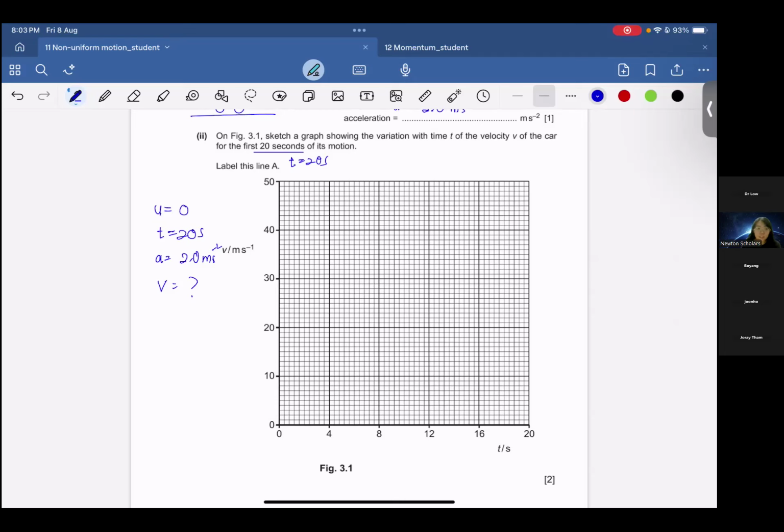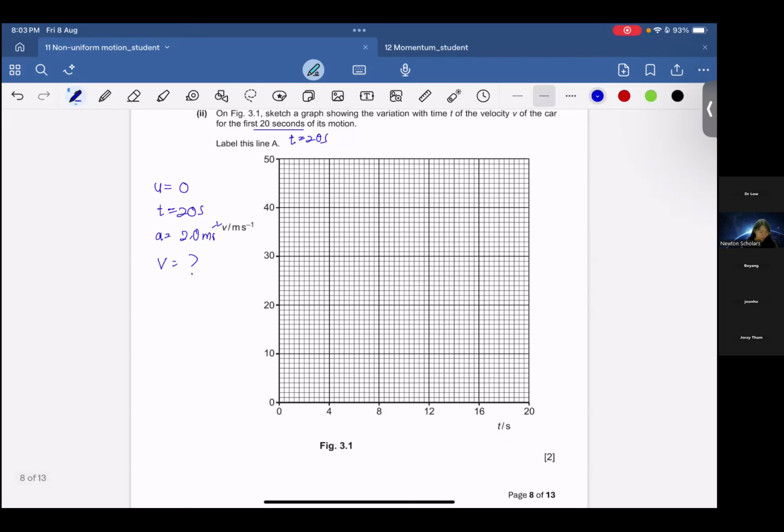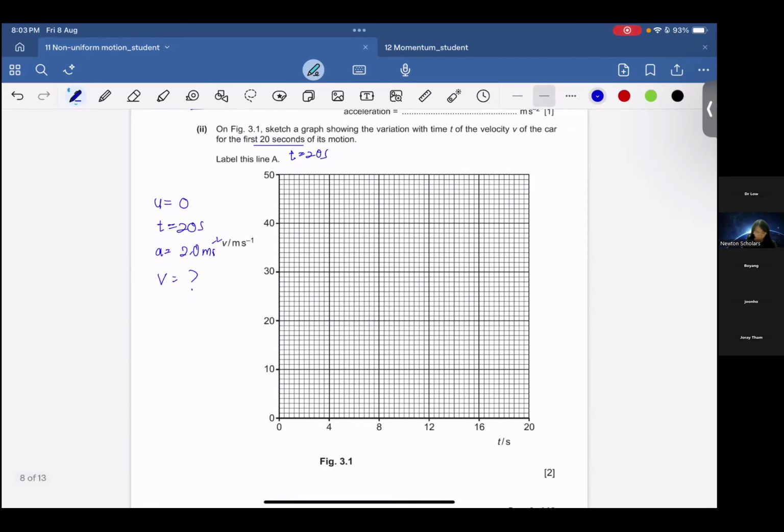You look at this, u, t, a, v. Easy. Type in the chat box. What is your final velocity? What is the final velocity? What formula can you use? 40, thank you. Okay, thank you, 40. Yes, thank you, Yue Ting.